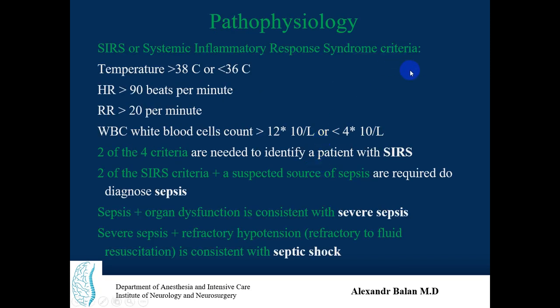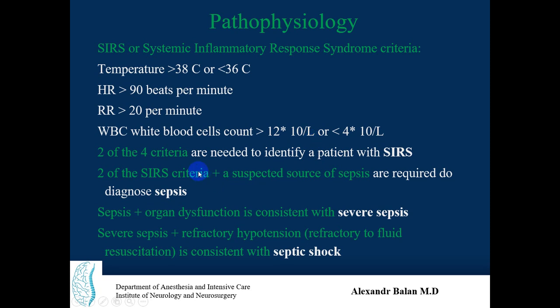You, of course, are familiar with terms like SIRS, sepsis, severe sepsis, and septic shock. So SIRS or systemic inflammatory response syndrome has 4 criteria: temperature more than 38 or less than 36, heart rate more than 90 beats per minute, respiratory rate more than 20 respirations per minute, and white blood cell count more than 12 or less than 4, times 10 per liter.